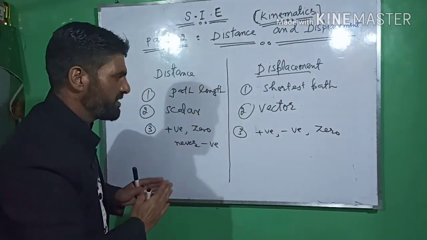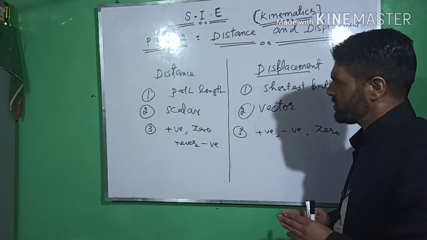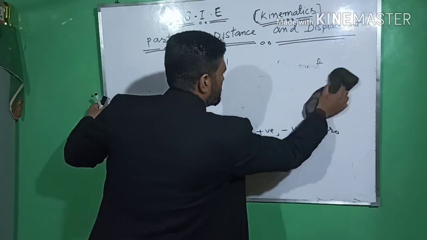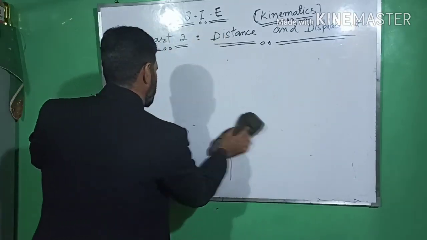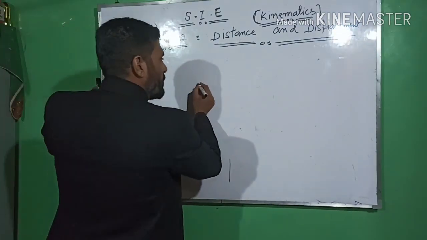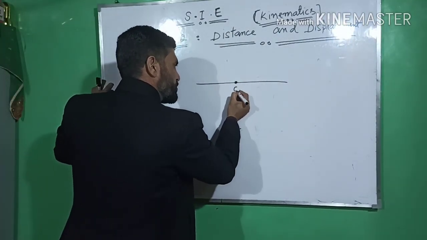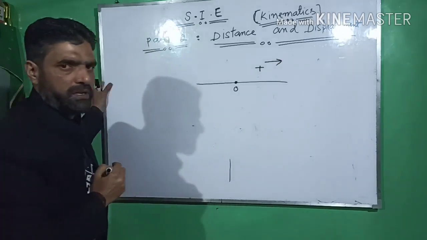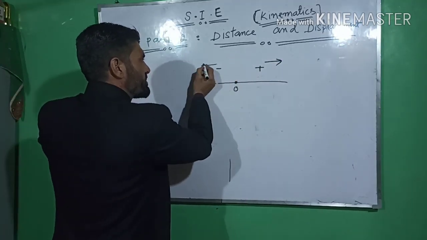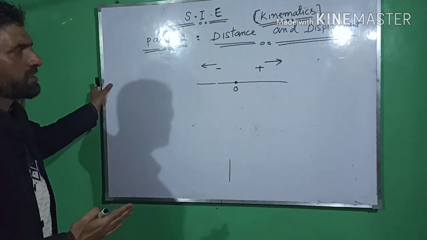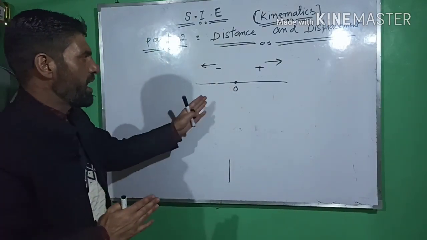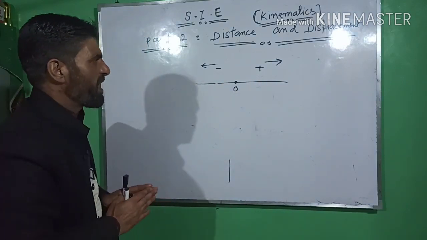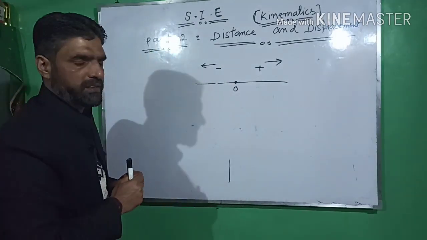Now, dear students, I will illustrate this with the help of an example. Let us take a number line, and on this number line I am taking a point O. Towards the right I am taking positive, and towards the left negative. It is by convenience; you can also take left as positive and right as negative, no problem at all, but usually we take right as positive and left as negative.